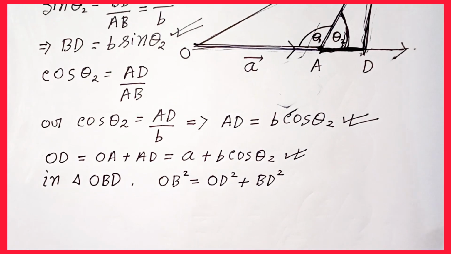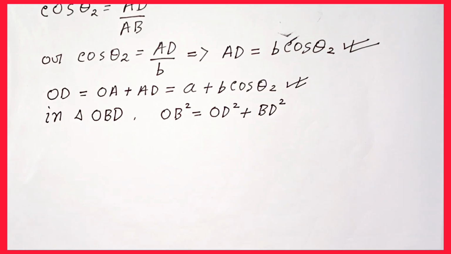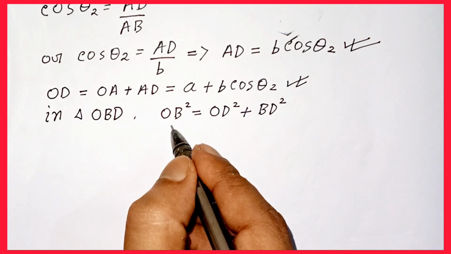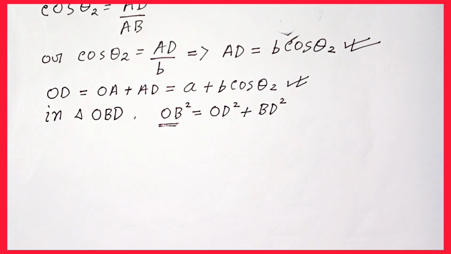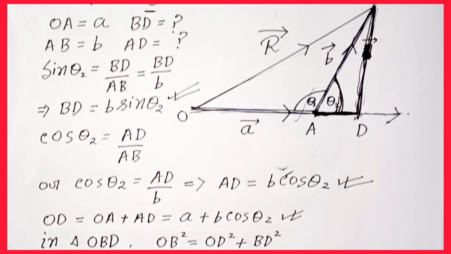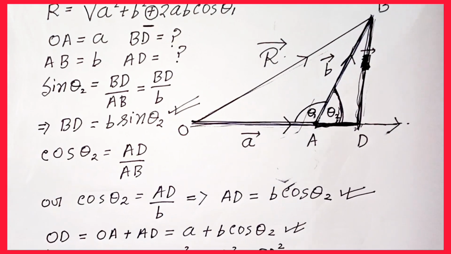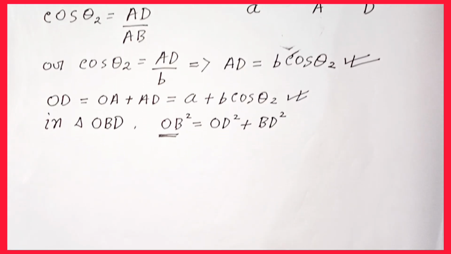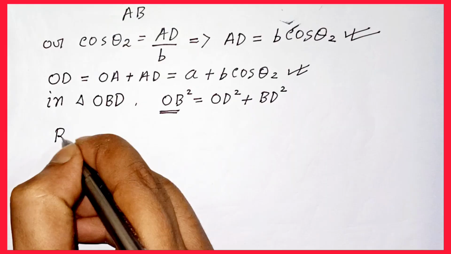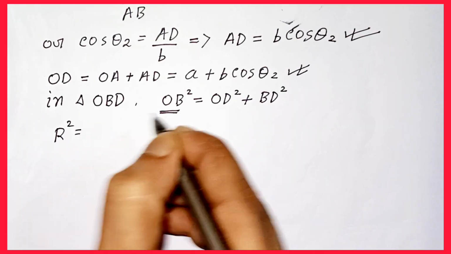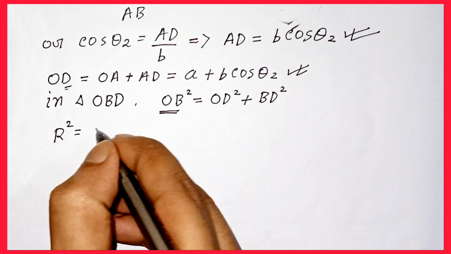OB is obviously the resultant, represented by capital R. So we can write capital R square, because the length of OB is R. Wait, I will show you. What is OB? Look, R. Okay. I think you don't have any problem. Anyways, so we can write R square equal to OD square. Where is OD? Yes, this is OD.